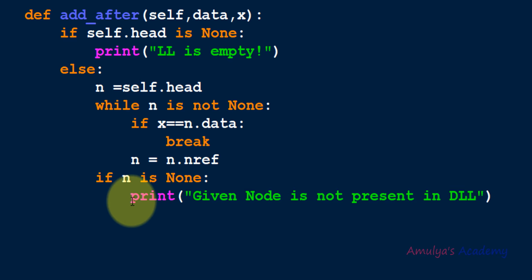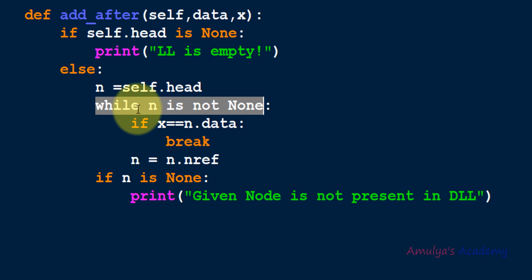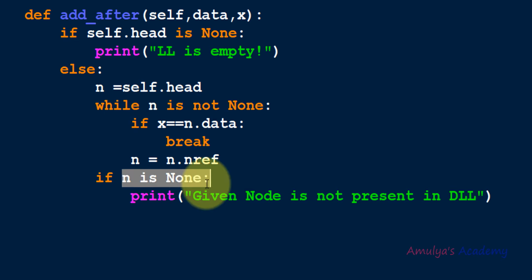Look here, we'll go to every node and compare its data with x. If we found that, it will execute the break statement. If the data of the nodes didn't match with the x, then we'll go to the next node and compare its data. But if x is not present in the doubly linked list, then the break statement won't execute. Instead, n becomes none. After completing every node, n will reach the last node, and after comparing its data, n becomes none. So at that time also control will come out of the while loop. So first we need to check that condition. If n is none, that means the given node is not present in the doubly linked list.